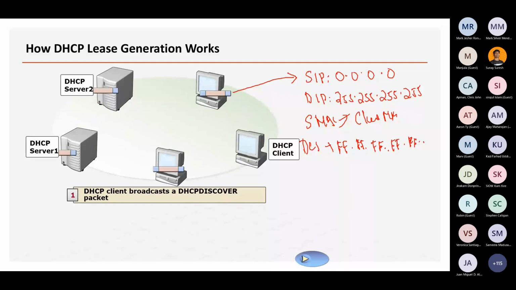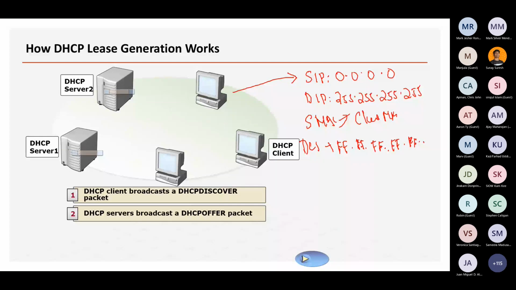Okay, now let's move to the next one, called the offer packet. Now we understood DORA is the concept. We understood D stands for discover. Now let's move to the next option, that's called O. O stands for DHCP offer packet.